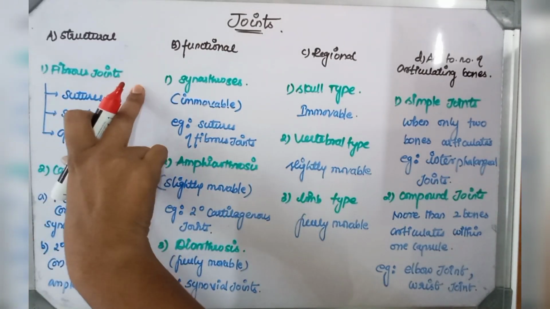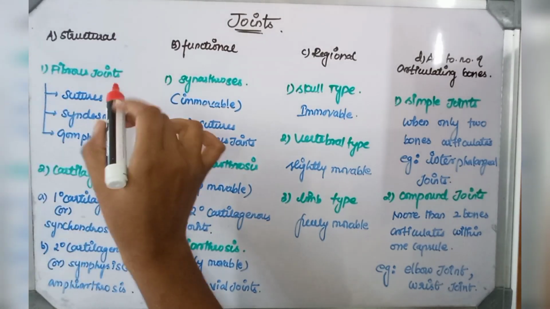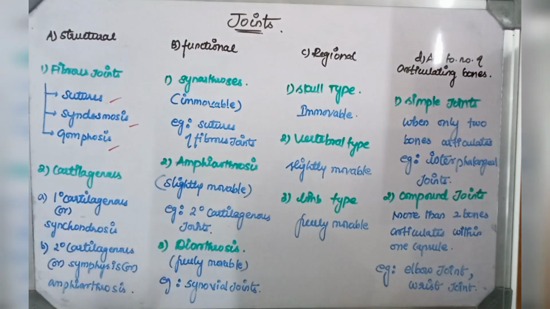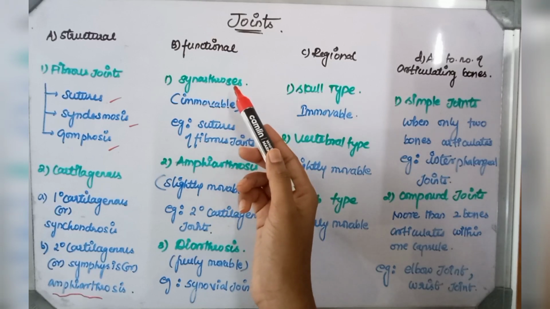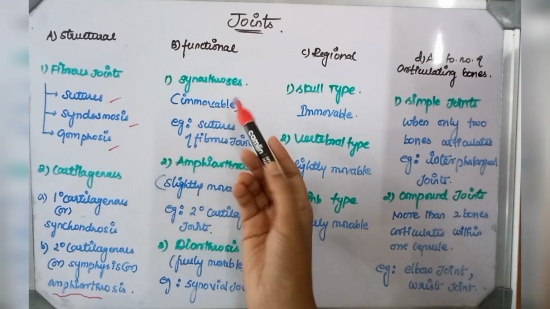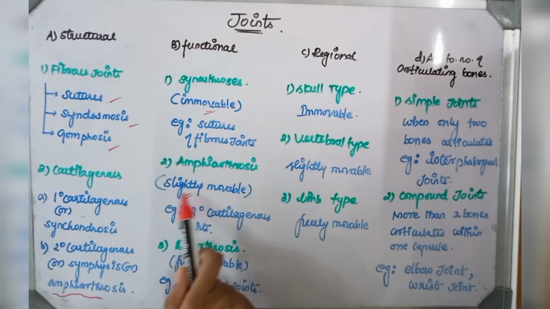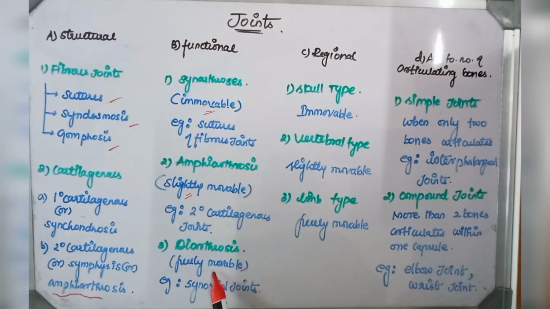So first of all, the fibrous joints in the structural type. The fibrous joints have sutures, syndesmosis and gomphosis types. And cartilaginous types have a primary cartilaginous asynchondrosis and secondary cartilaginous asymphysis or amphiarthrosis. So there is another joint called synovial joints. Functionally it can be classified into synarthrosis, amphiarthrosis and diarthrosis. So synarthrosis means immovable joints, and amphiarthrosis means slightly movable joint, and diarthrosis means a freely movable joint.